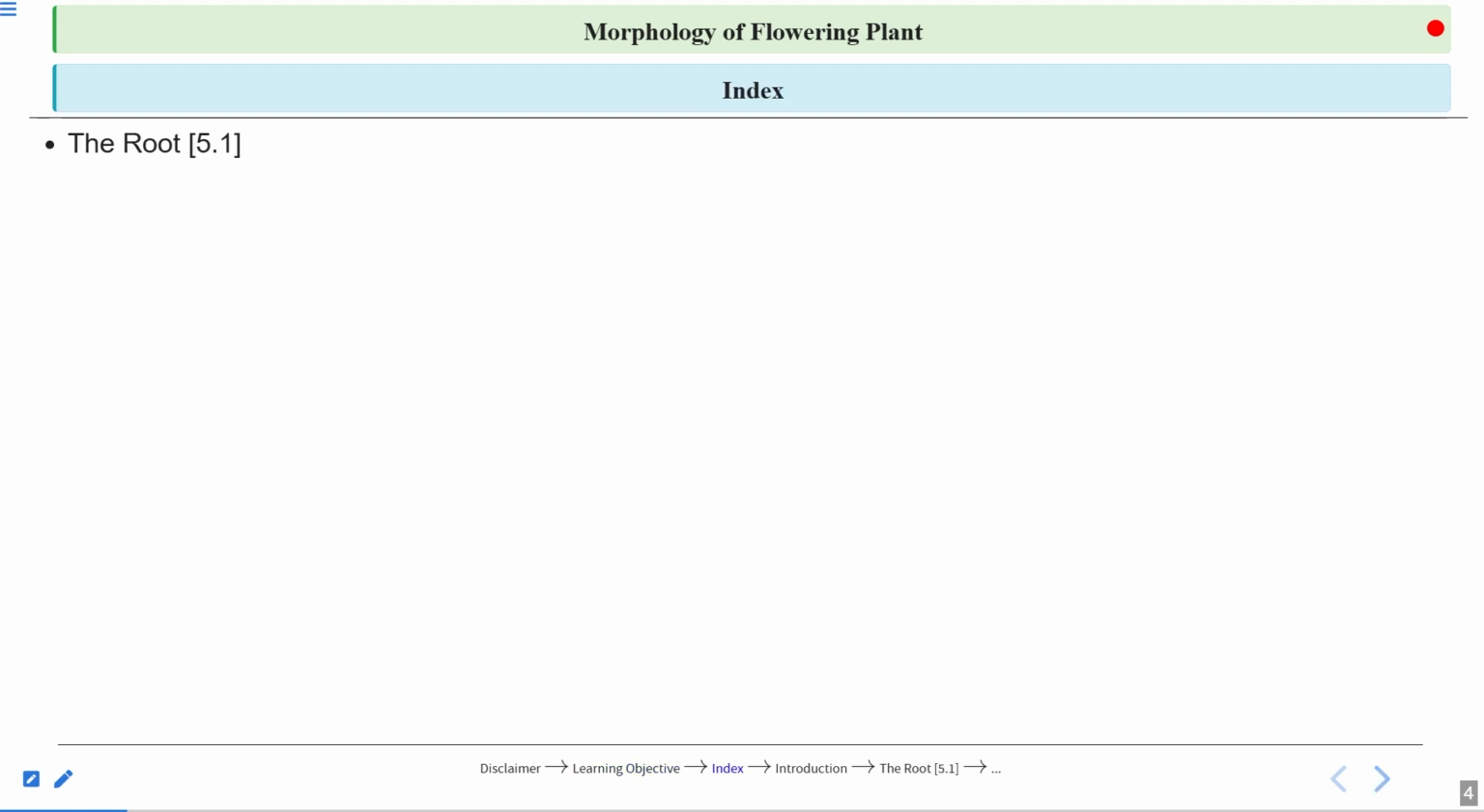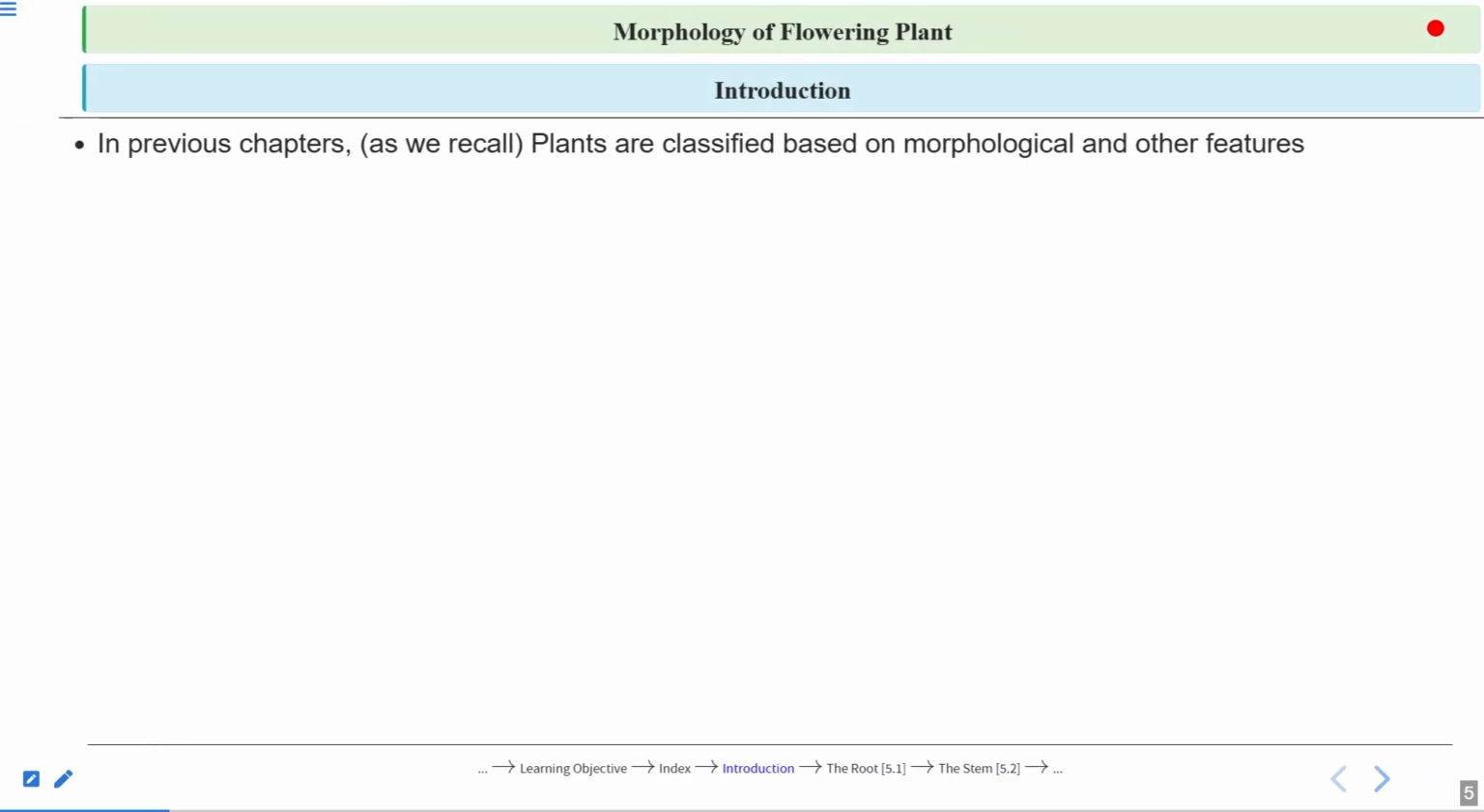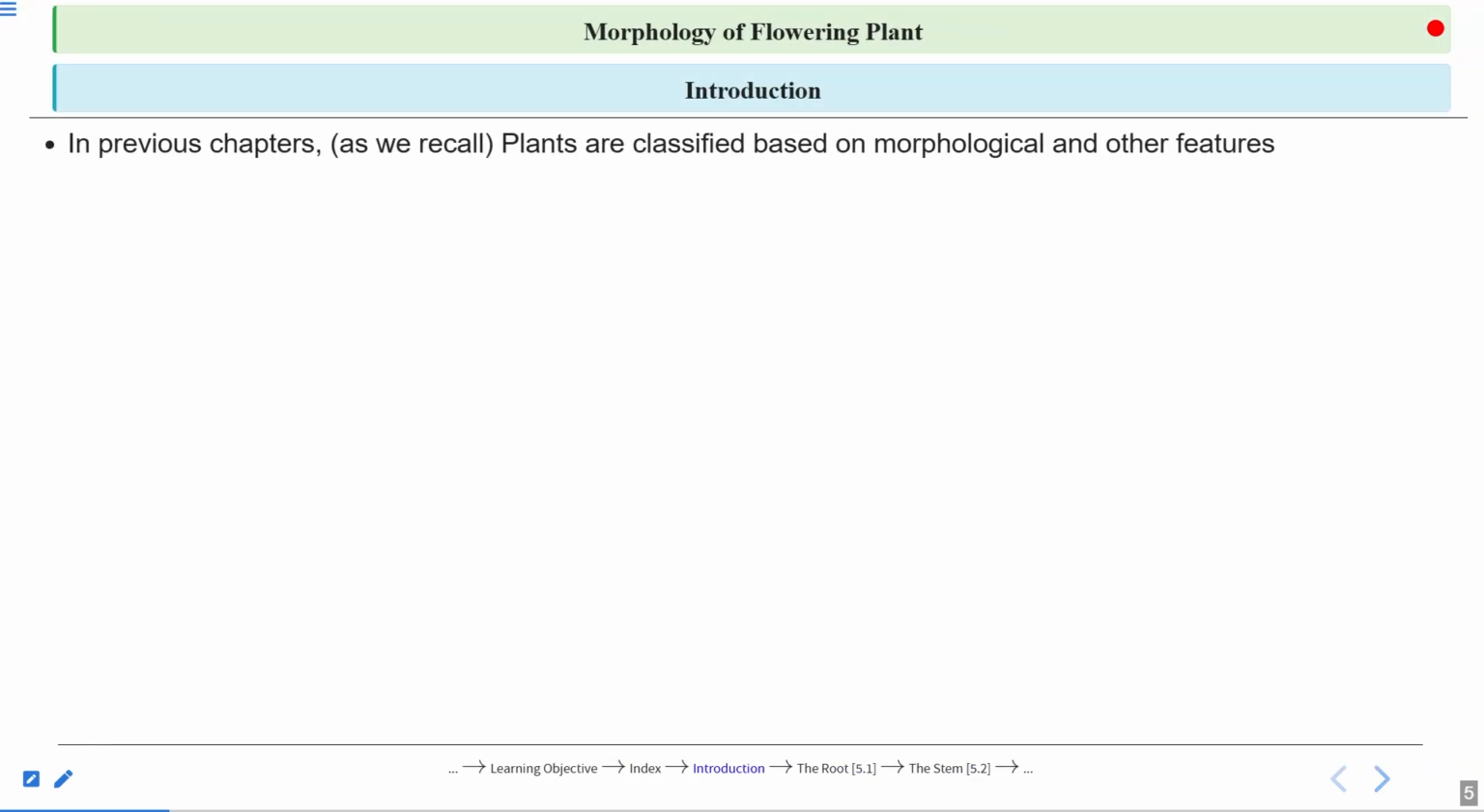Index part, the root, that is the 5.1 section from the NCERT. Stem, 5.2 section. Then we will summarize today's lecture at the end. Then there will be some in-text questions from the NCERT book, and some keynotes, very important. And there will be some practice questions as well. So let us start today's session.